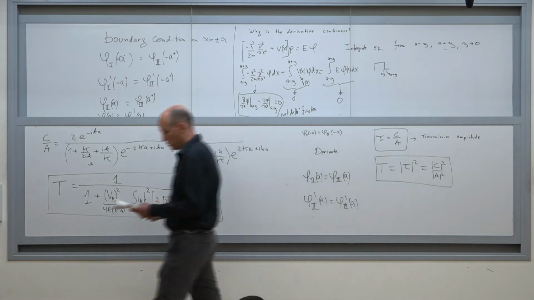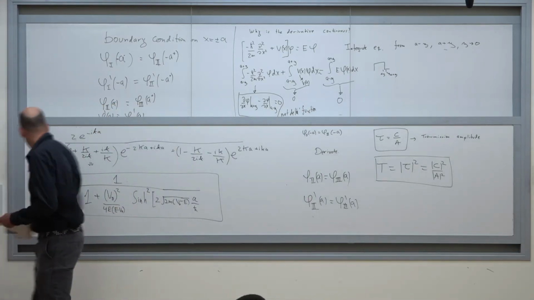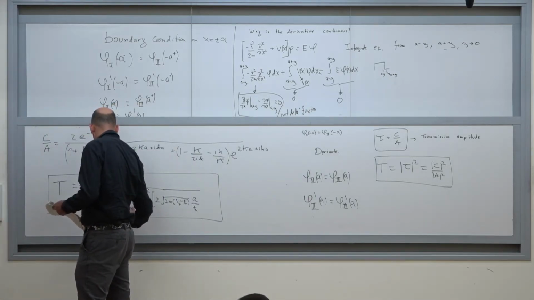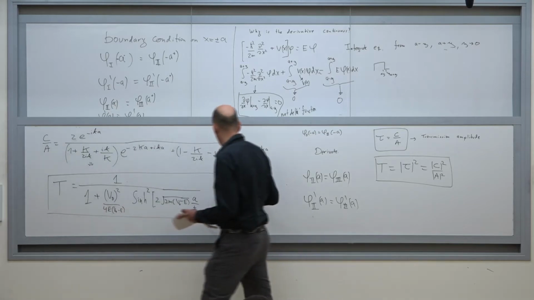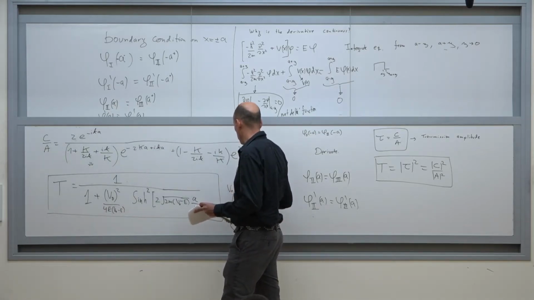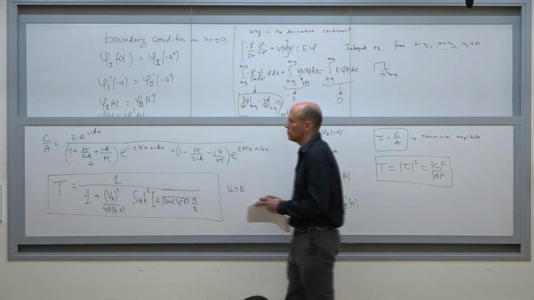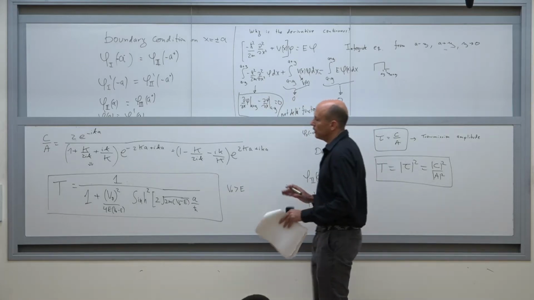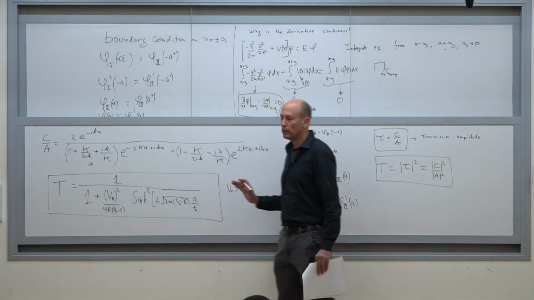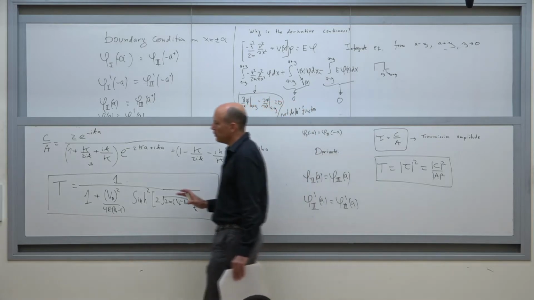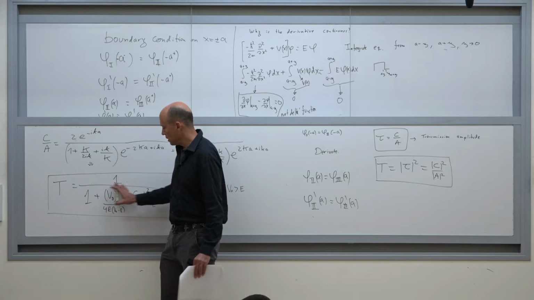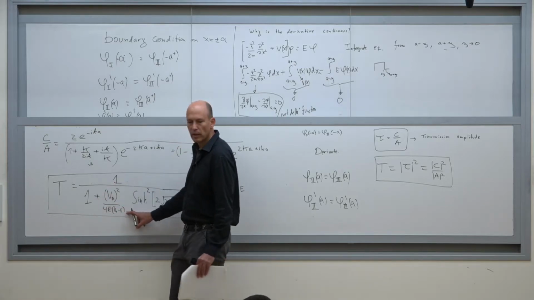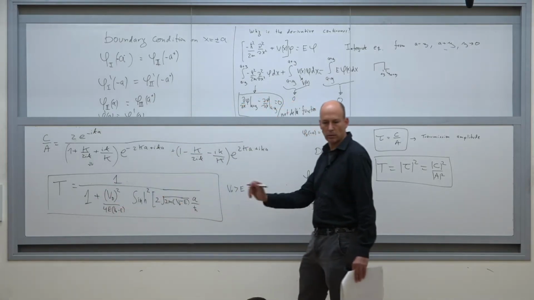This is wrong. Here I switched it. This is for V0 bigger than E. Immediately you have a sanity check, and that is this number is indeed less than 1. Because you have 1 plus something, V0 is bigger than E. This is how I found my mistake.